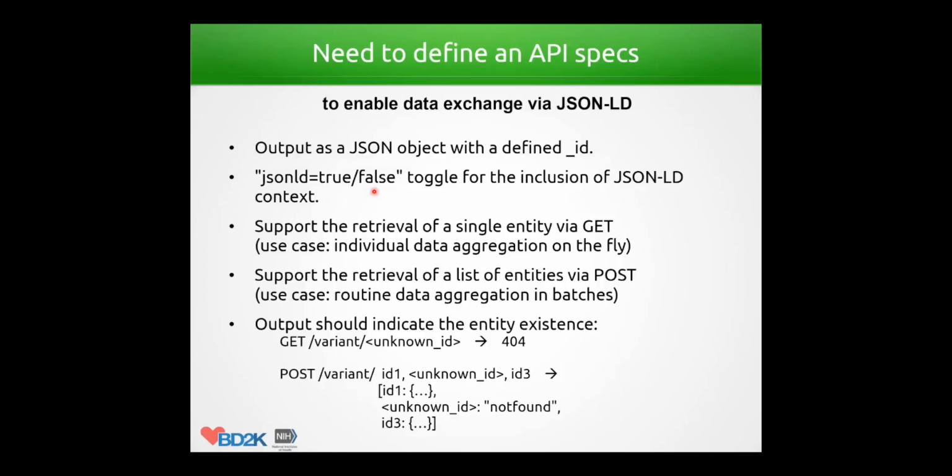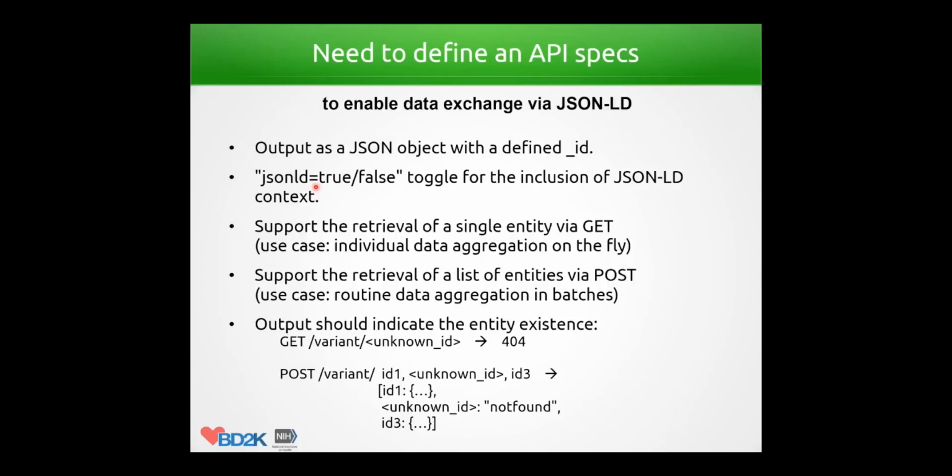And here are just a few guidelines in my mind. First, of course, output must be JSON. That's very straightforward, with a defined ID. Second, you need to provide some kind of toggle for the JSON-LD context, because a lot of users actually don't really need to use JSON-LD.